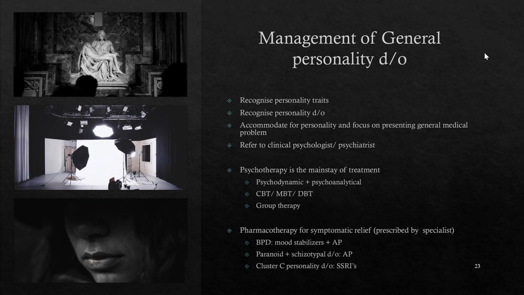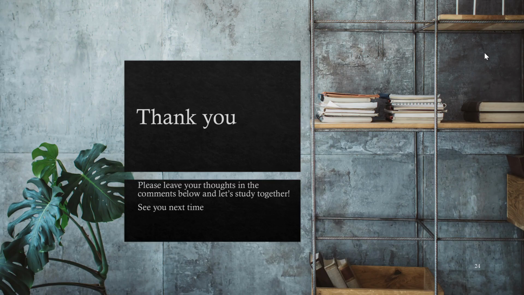So, for example, if the patient presents with more bipolar disorder symptoms, you could prescribe a mood stabilizer and antipsychotic. If the patient has paranoid and schizotypal disorders, then antipsychotics would be of benefit. And if the patient belongs to the cluster C personality disorders, then an SSRI or other antidepressant might be beneficial.